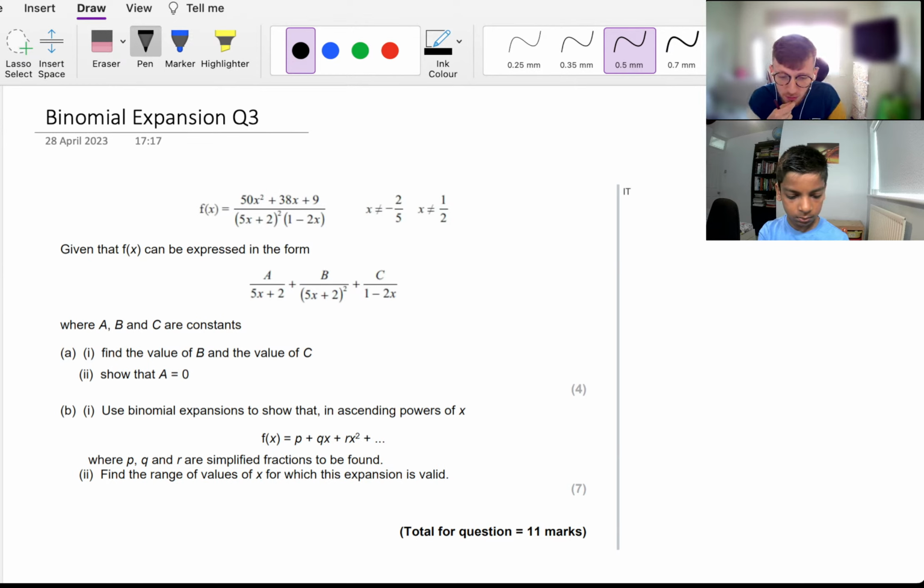The first part, we're given a function 50x squared plus 38x plus 9 over 5x plus 2 squared times 1 minus 2x. x isn't minus 2/5 or a half because then our denominators will be 0. Given that f(x) can be expressed in the form a over 5x plus 2 plus b over 5x plus 2 squared, because you've got that repeated root on the denominator, so you have to include 5x plus 2 and 5x plus 2 squared, plus c over 1 minus 2x, where a, b and c are constants. Find the values of b and c and show that a equals 0.